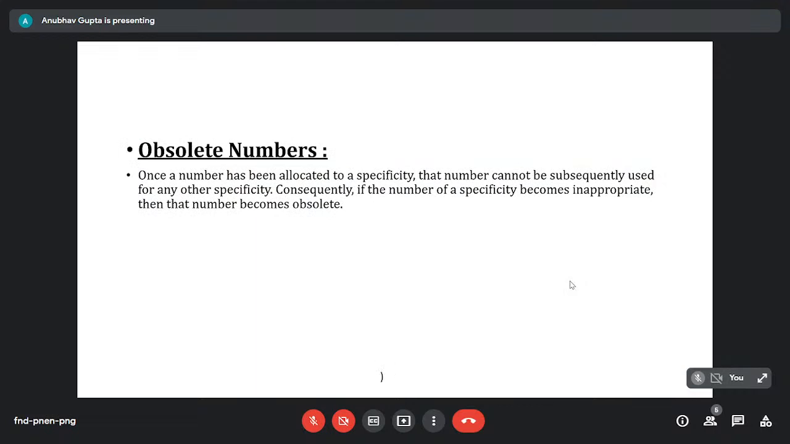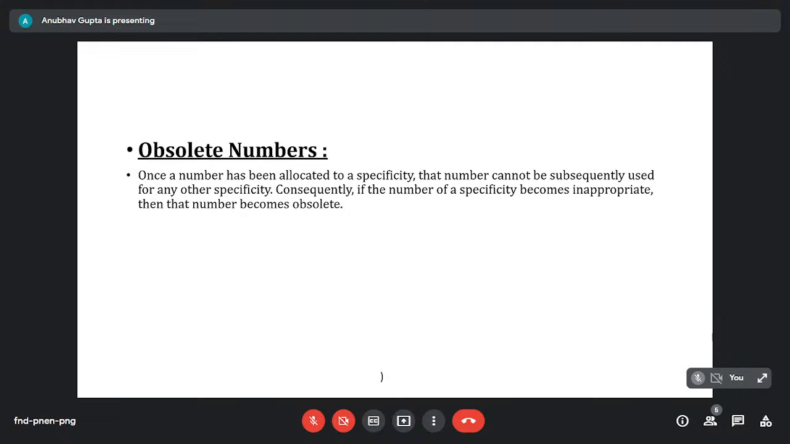Then what are the obsolete numbers? If you read older transfusion medicine books, you can easily see that there were about 60 antigens in the Rh blood group system, but at present there are only 55, because many blood group antigens were either obsolete or they were clubbed together, known as compound antigens. Once a number has been allocated to a specificity, that number cannot subsequently be used for another specificity. Suppose you have given 5 to X and it has become obsolete. In future, you will never give that number 5 to any other antigen.